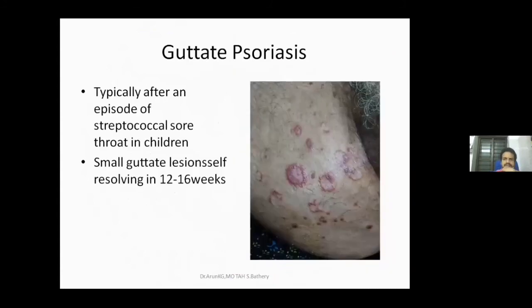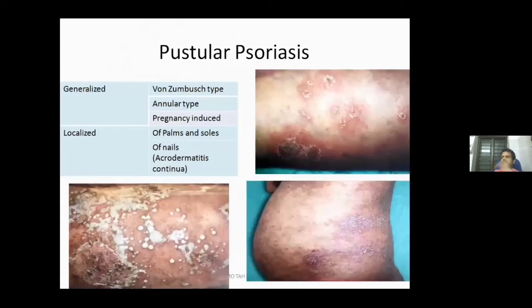Then guttate psoriasis is here. Guttate, drop-like lesions will be there. In children usually it will appear after streptococcal throat infection. It is usually mentioned as a self-remitting one. Then pustular psoriasis is an emergency. Generalized is the von Zumbusch type, annular type, pregnancy induced. Localized is there on palms and soles.